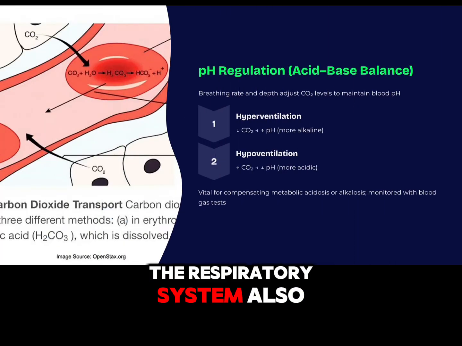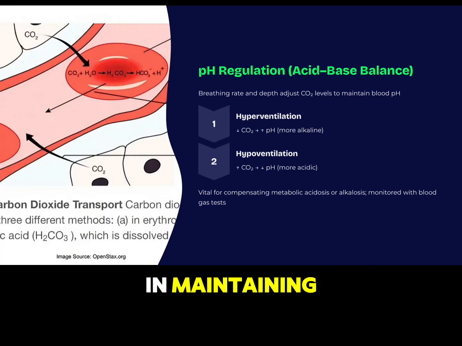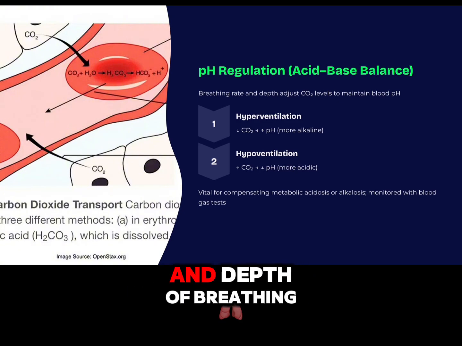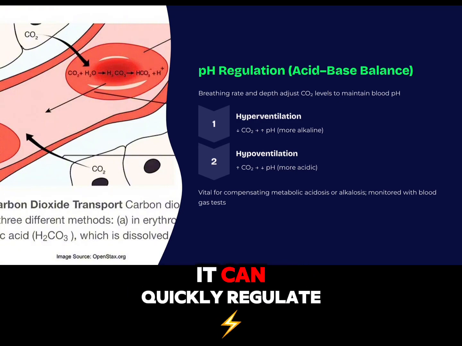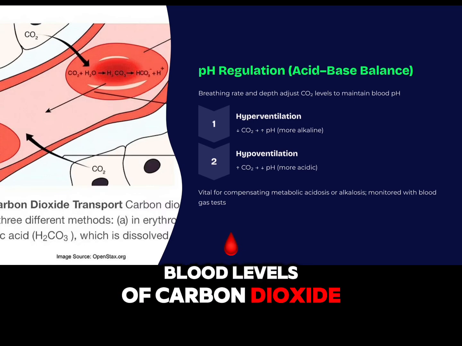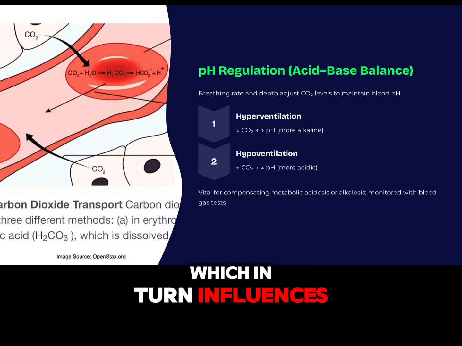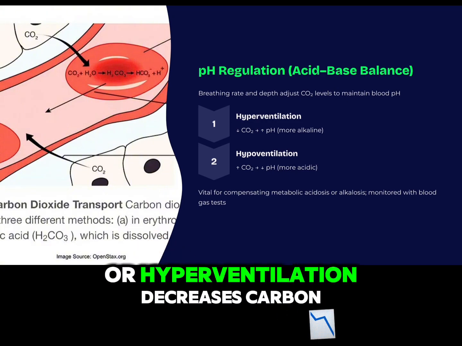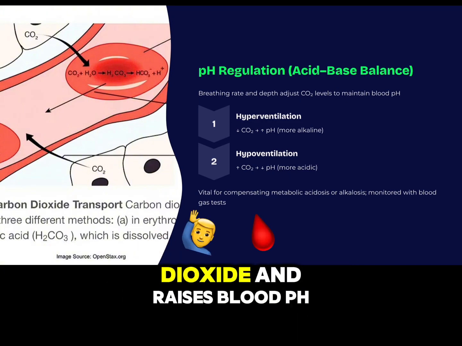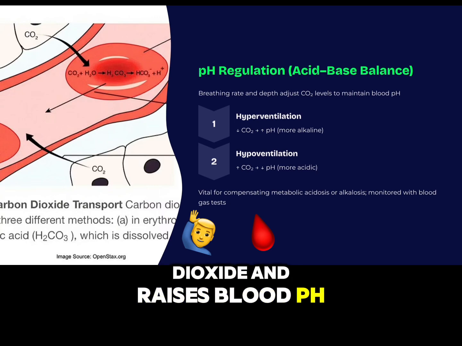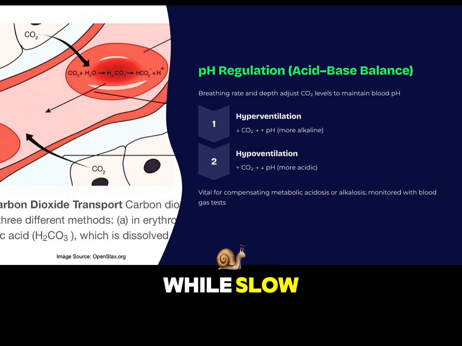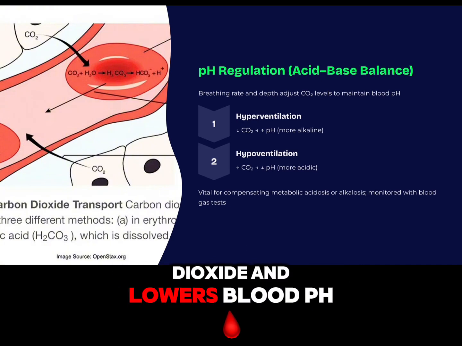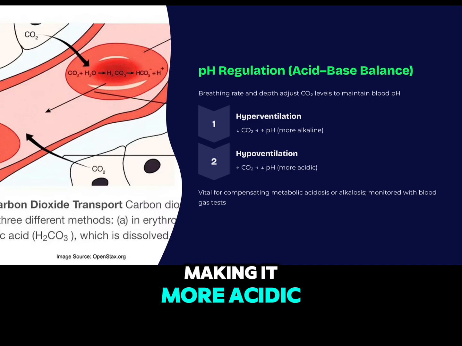The respiratory system also plays a key role in maintaining the body's acid-base balance. By adjusting the rate and depth of breathing, it can quickly regulate blood levels of carbon dioxide, which in turn influences blood pH. For example, rapid breathing or hyperventilation decreases carbon dioxide and raises blood pH, making it more alkaline, while slow, shallow breathing increases carbon dioxide and lowers blood pH, making it more acidic.